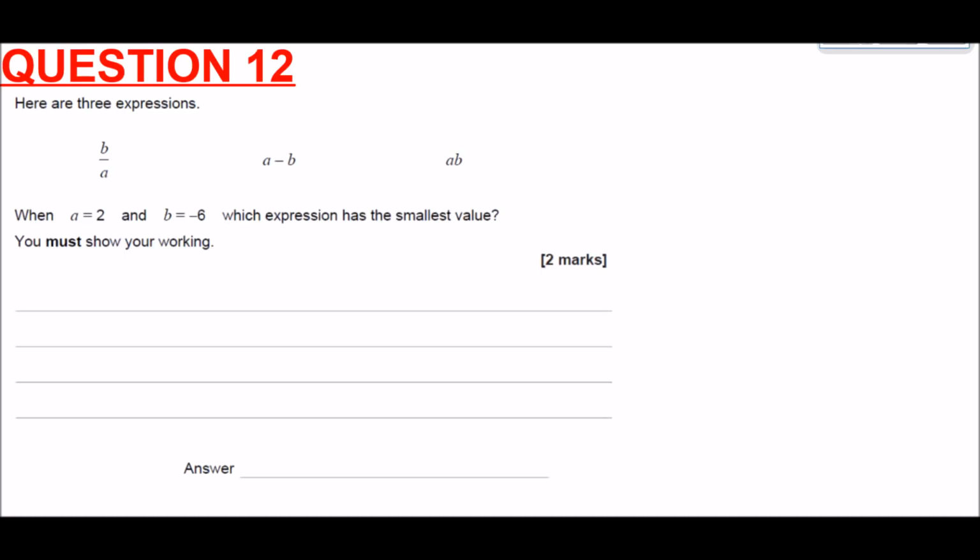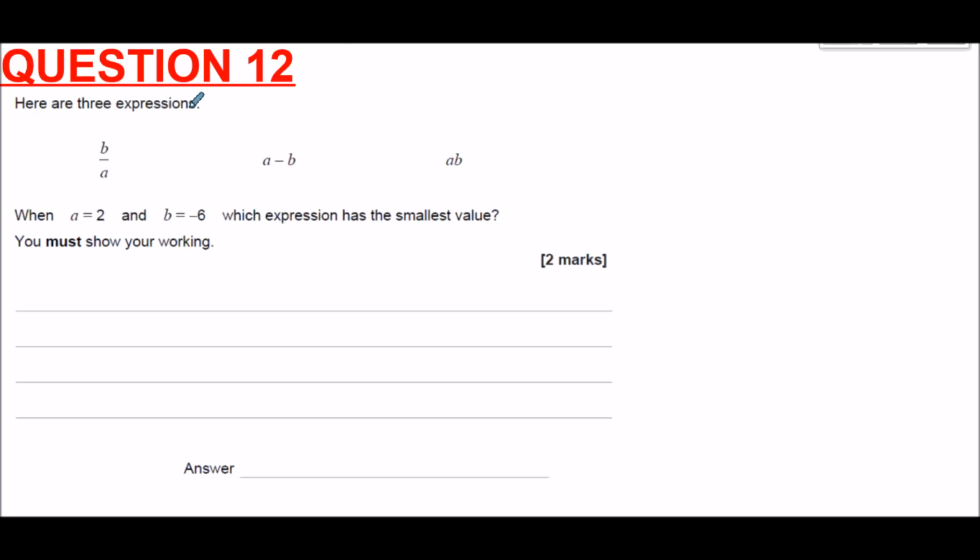Question 12. We have 3 expressions. We've got, first of all, b over a, take away b, and a, b. When a equals 2 and b equals minus 6, which expression has the smallest value? You must show your working.